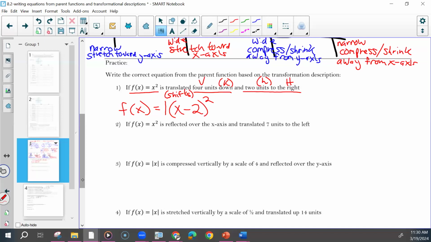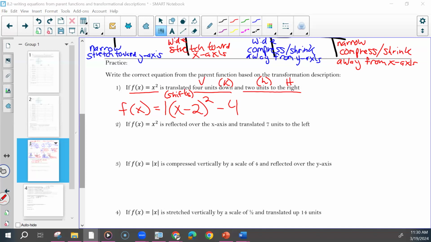Whatever your vertical is, that is just what it is. So if it says 4 units down, how would I write that? Minus 4. And what's nice is you have your calculator, so you could graph this and double check it. Does it move down? Did it move 2 units to the right?